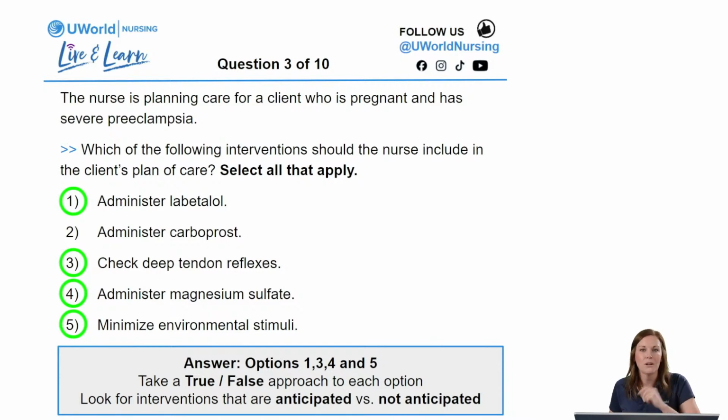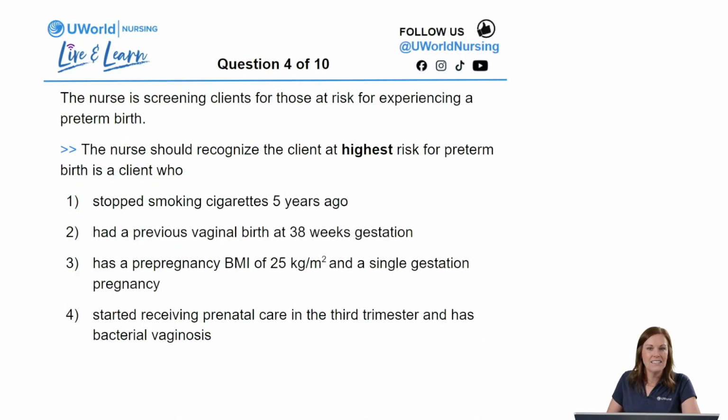Okay, so again, when we're working through select all that apply, take a true-false approach to these. Go one at a time. Don't get overwhelmed by having an extra option choice. And then again, look for interventions that are going to be anticipated versus not anticipated. All right, good job, you guys.